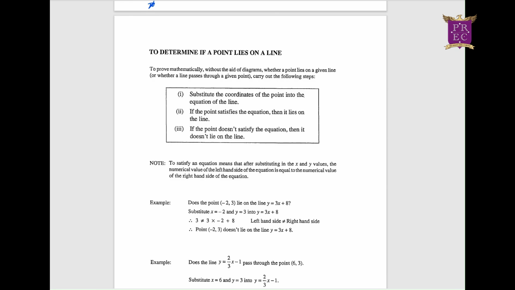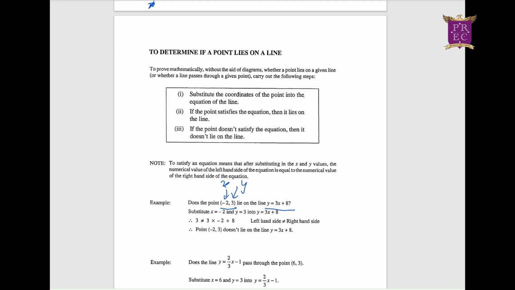We're determining if a point lies on a line. To see if a point lies on a line, we're given the equation, and we're given the point. Okay, so over here we're given the point, which is -2 and 3, and we've given the equation y is equal to 3x plus 8. What we need to do is we need to substitute the x coordinate to the x value and the y coordinate to the y value and see if they're equal.